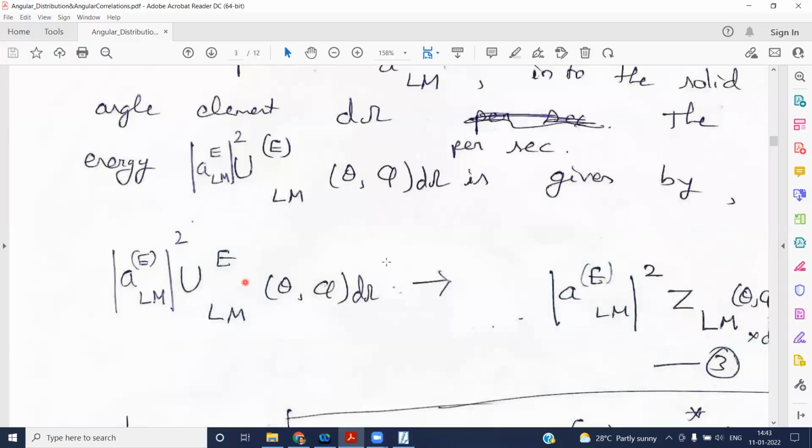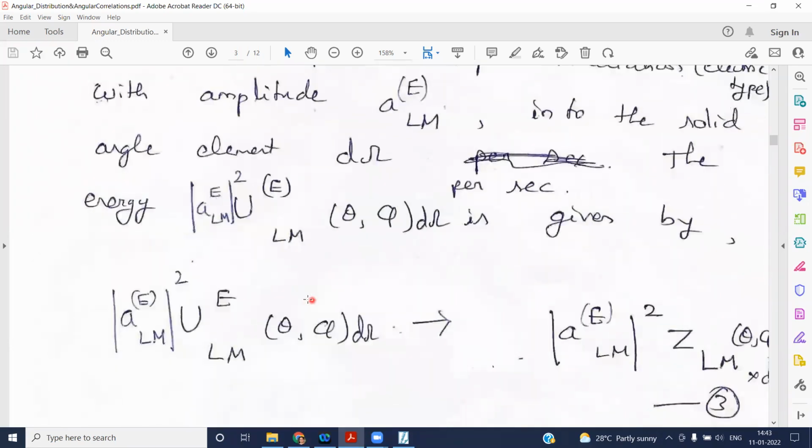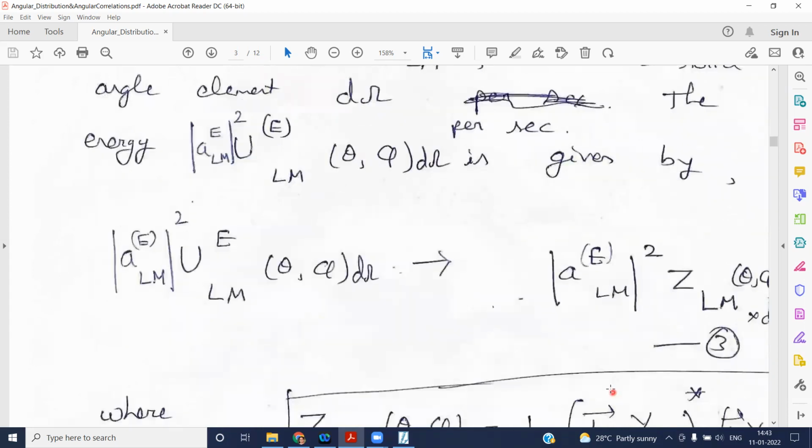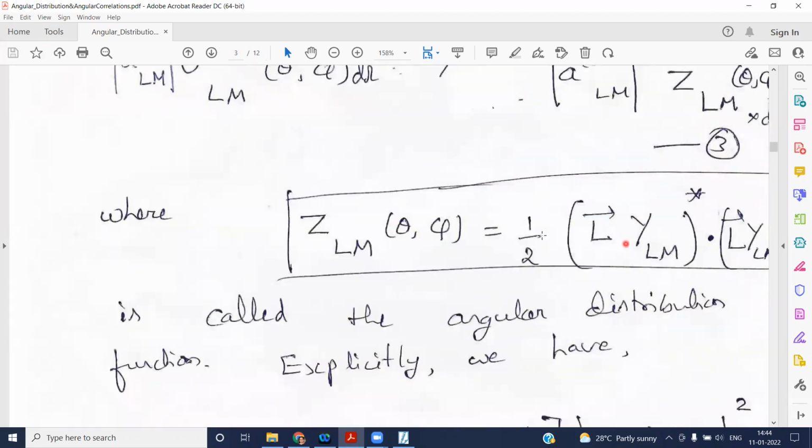I'm using a different notation, but what I am doing is simply the magnitude of the Poynting vector. So that is going to give you A_ELM, the probability with which it is coming. And I'm writing something as ZLM of theta phi into d omega. ZLM of theta phi is L into YLM star dotted with L into YLM. That is the magnitude square of the L YLM vector. Now I don't want you to get worried about all this. How it comes, you should know by looking into the expressions.